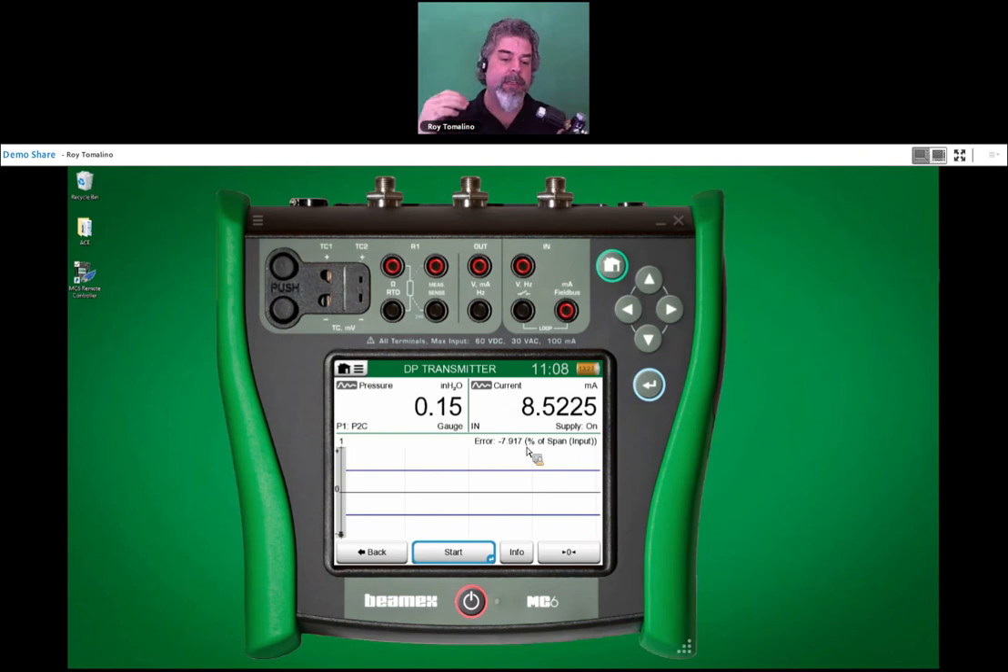But let me vent this out. I'll capture data on the transmitter because that's what I need to do. Let me just zero this guy out, and I'll hit start. So my first test point is 0, and I'm expecting 4 milliamps. I've got 5.5, which is about a 1% error.